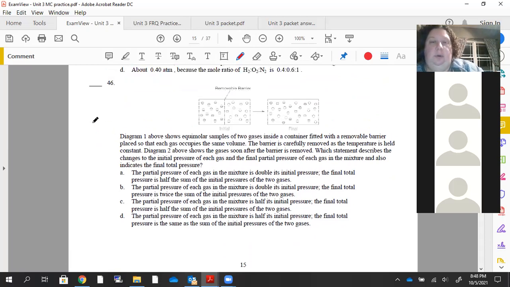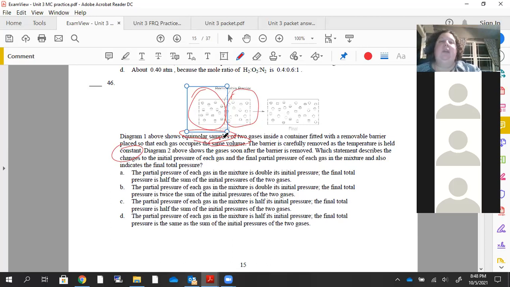So this is a Dalton's law of partial pressures question. We've got two gases that start off separated from each other. It says that the temperature is held constant. It says we have equimolar samples, so we've got the same number of moles, and that each gas occupies the same volume. So if we've got constant temperature, the same number of moles, and the same volume, it means that those two gases should have the same pressure. So I'm going to call that pressure, big P. Okay, so they should be equal to each other.